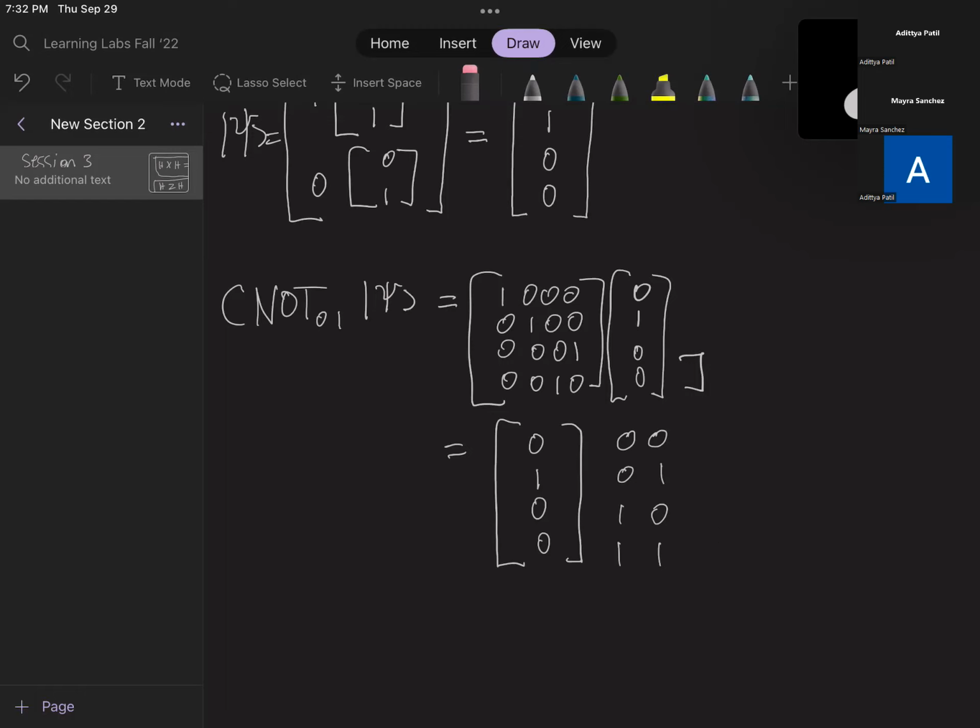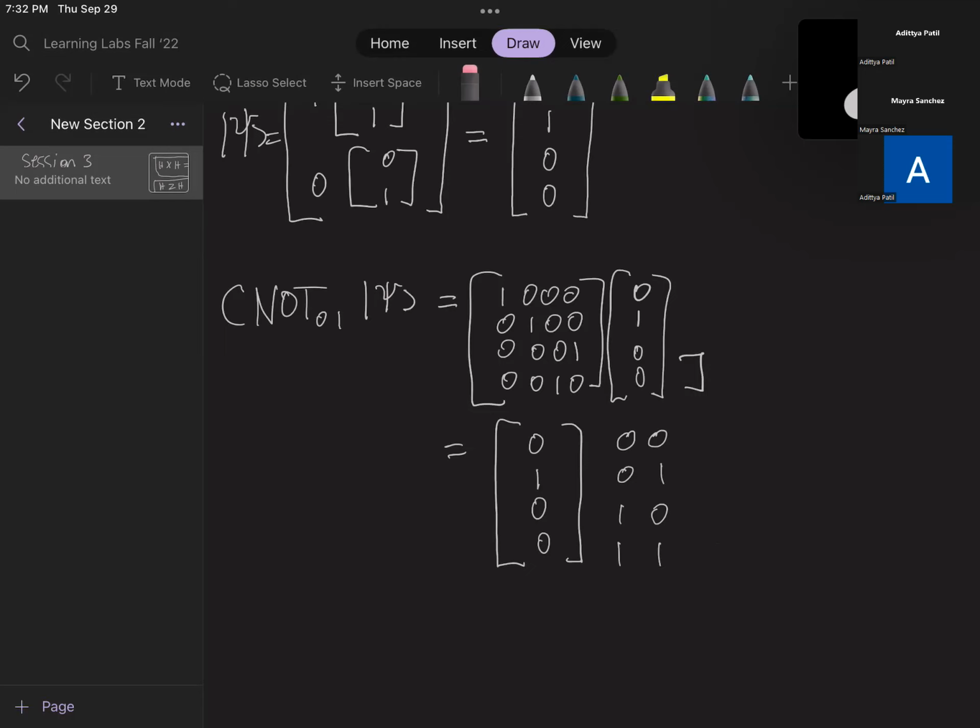But yeah. Should I go into the classical? Wait, I want to do one quick thing. Oh, yeah. So if you're going to have a reverse CNOT, what does that say? What do you mean?